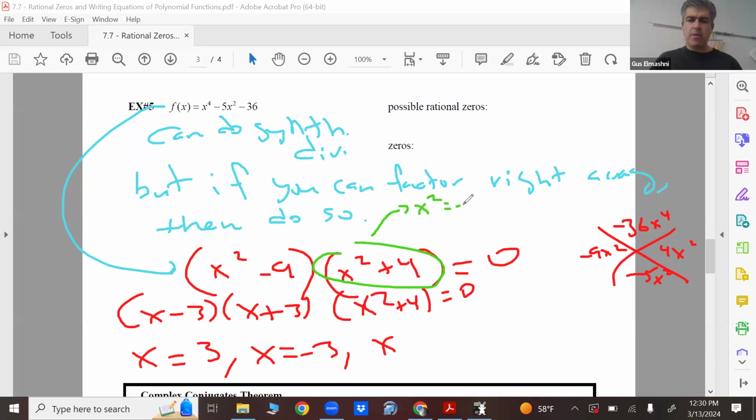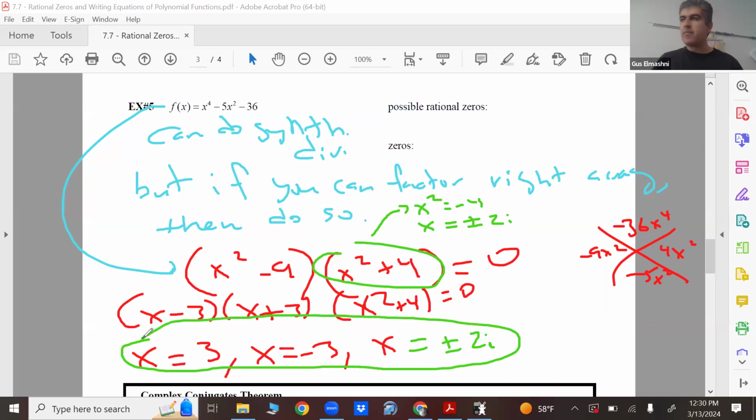X squared equals negative 4. What does x equal? Plus or minus 2i. The complex numbers are coming back, and they actually come back with a vengeance. There you go. X equals plus or minus 2i. Make sense? Yep, that's what's happening. So let's keep moving.